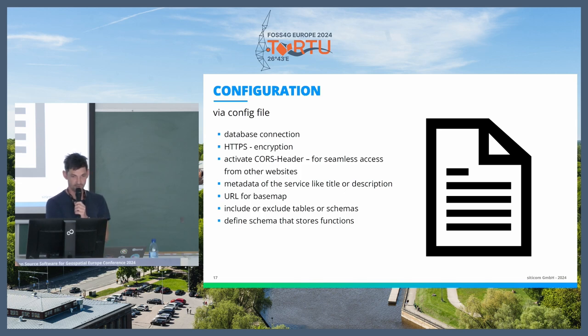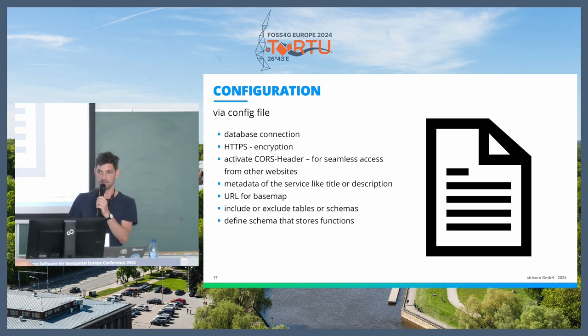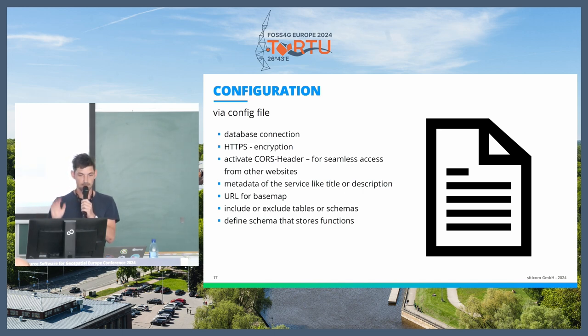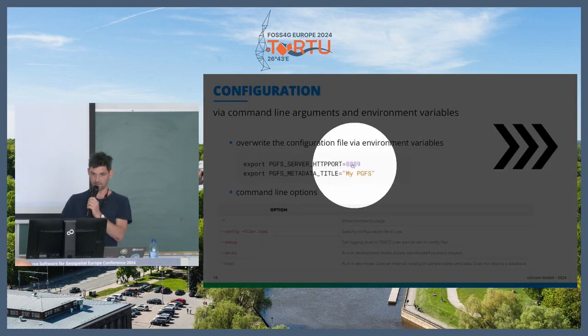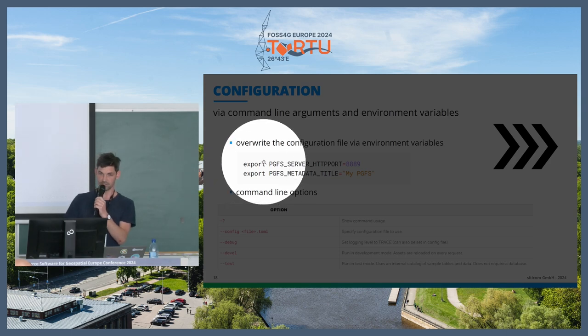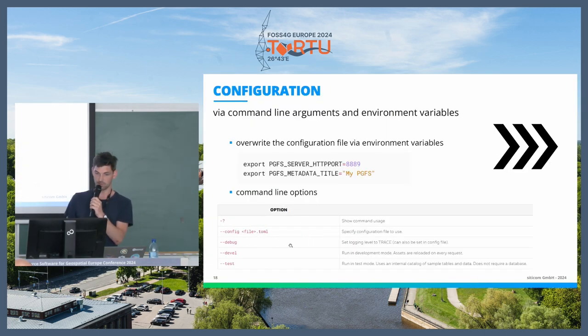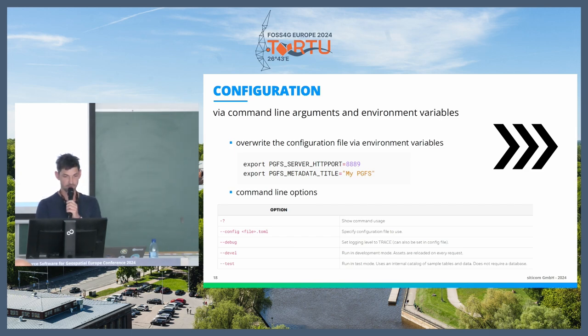Then you have a configuration file where you can define the database connection. It also has some HTTPS encryption and adding a CORS header, because very often in a web development environment you need this. And you can do some fine-tuning if you want to exclude some schemas which should not be published or include some tables and so on. So there's a lot of fine-tuning you can do. And finally, you can also overwrite the configuration file with some environment variables, which can be useful if you run PG Feature Serve in a Docker Compose environment, and also some command line options, but there are very few, so not much trouble to set it up.